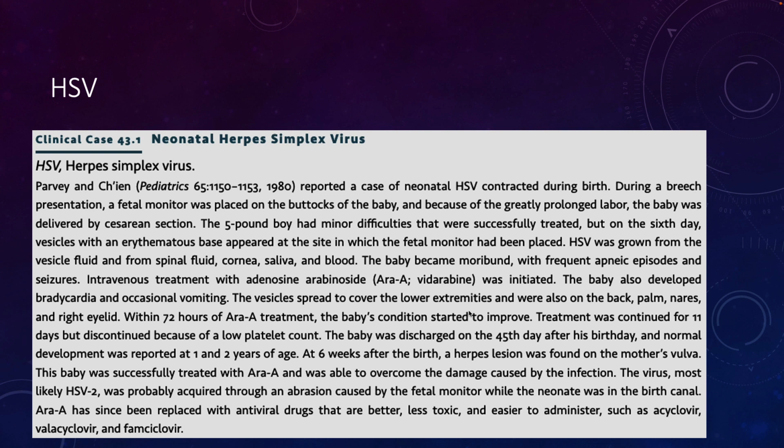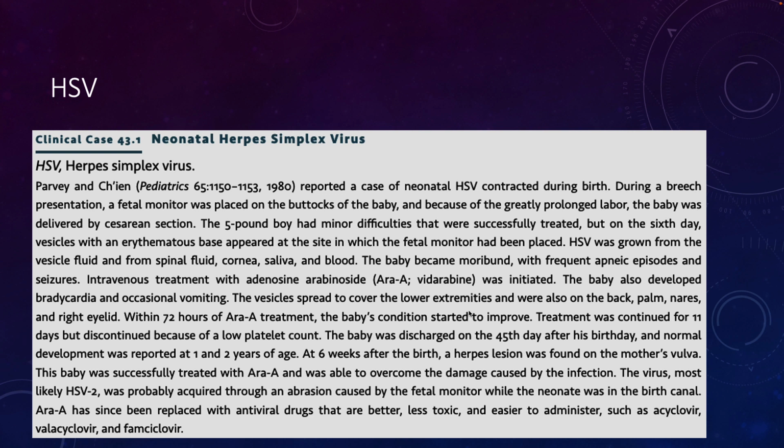But platelets are derived from hematopoietic stem cells, which are a type of rapidly dividing cell. So that's why they saw the low platelet count and then stopped treatment. The baby was discharged on the 45th day after birth, and normal development was reported at 1 to 2 years of age. Six weeks after the birth, a herpes lesion was found on the mother's vulva.